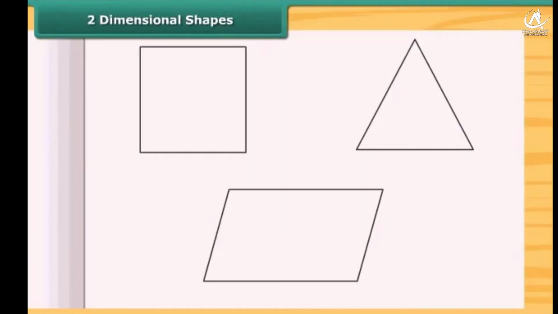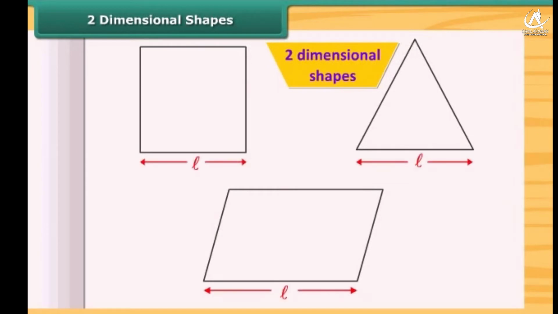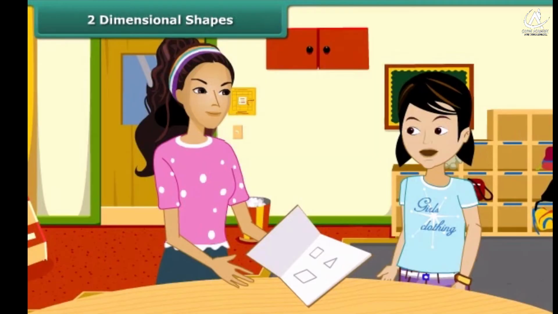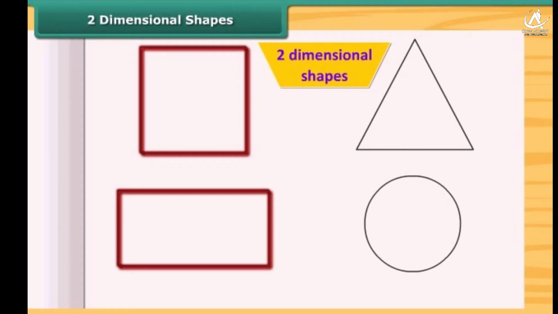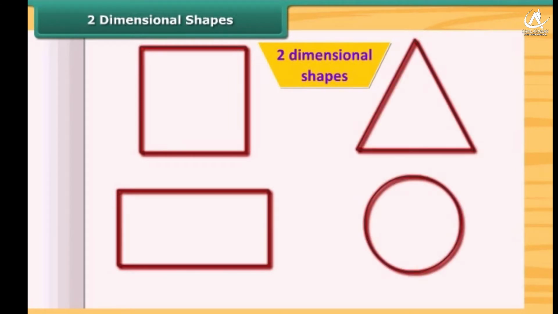Look at these shapes. These are all two-dimensional shapes. They have only two measurements, length and breadth. You mean all the shapes that we draw in our notebook are two-dimensional? Yes, you are right. All those shapes that we can draw on our paper and which have only two measurements are two-dimensional shapes. A square, rectangle, triangle, circle, etc. are the examples of two-dimensional shapes.